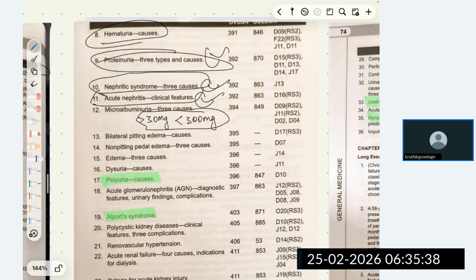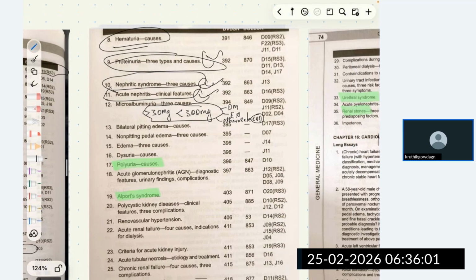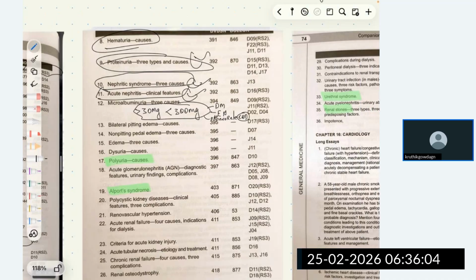That is diabetes mellitus, essential hypertension, and in case of atherosclerotic diseases like coronary artery disease. So microalbuminuria is excretion of albumin of more than 30 milligram and less than 300 milligram per day. See, the 3 examples are diabetes mellitus, essential hypertension, and atherosclerosis. One of the causes is coronary artery disease.